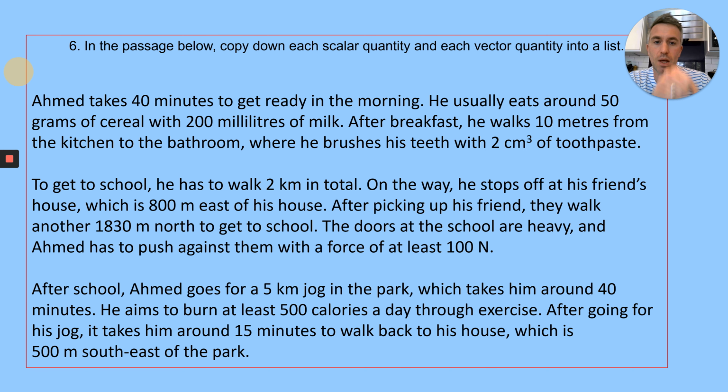So another chance for you to work out what vector and scalar is, or something for you to practice. I'd like you to put on the top of your piece of paper scalar and then vector. Every time you come across something in here that is either a vector or scalar, write it in the correct column. For example, I'll do one for you. Ahmed takes 40 minutes to get ready. 40 minutes. Time. No direction. 40 minutes north doesn't make sense. Minutes. 40 minutes. That's a scalar. So I'd write 40 minutes in the scalar column.